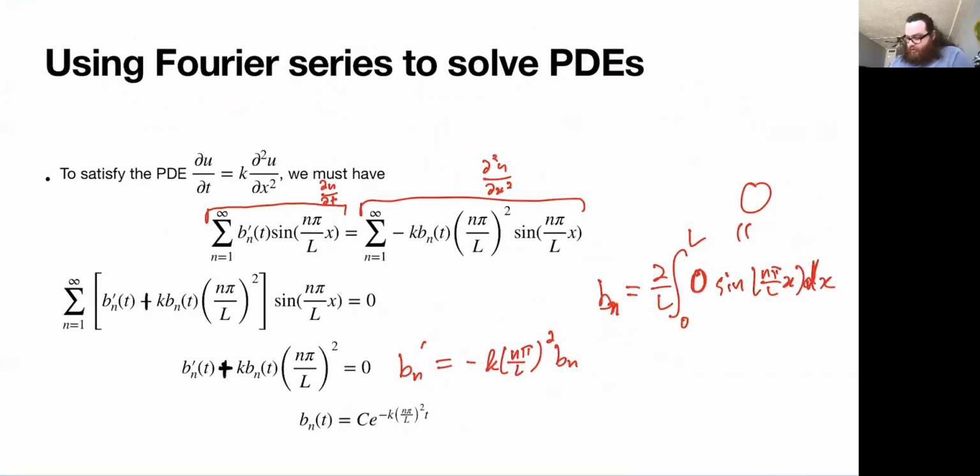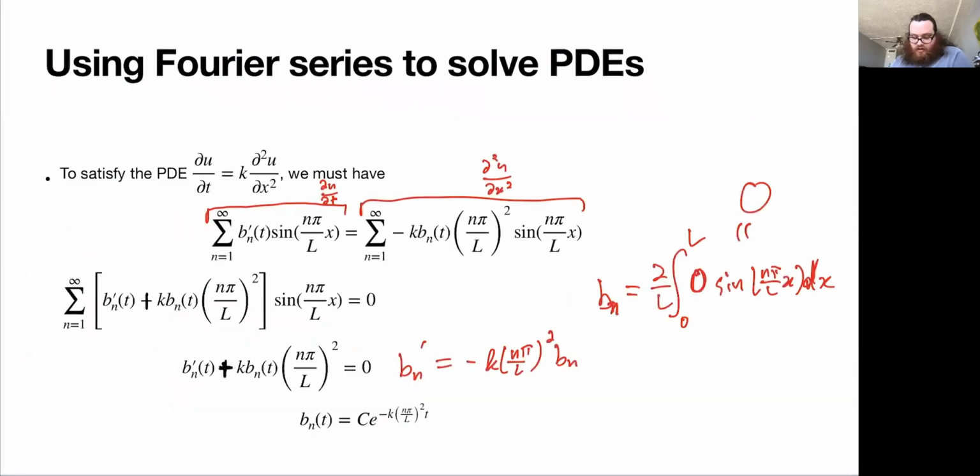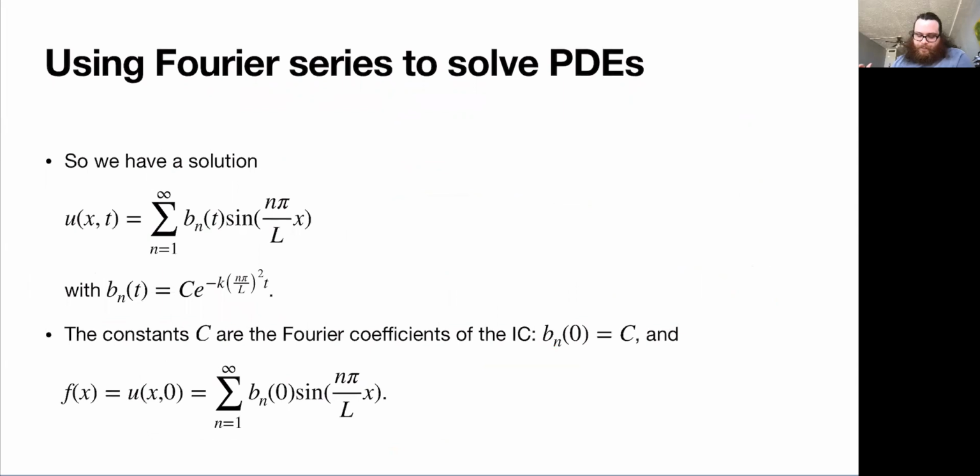So what we have here is we've said, if we have a series solution of this form, what should these coefficients satisfy? In this case, for the coefficients to work out, they need to be of this form, which matches what we computed using separation of variables and going through that process. So we have a solution of this form with these coefficients.